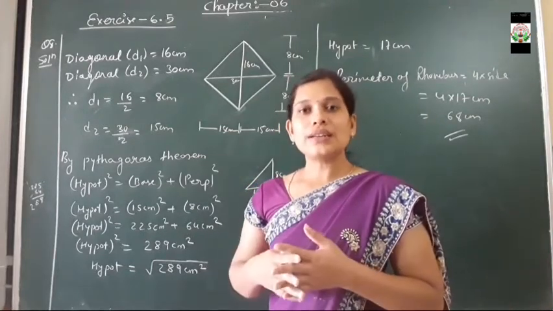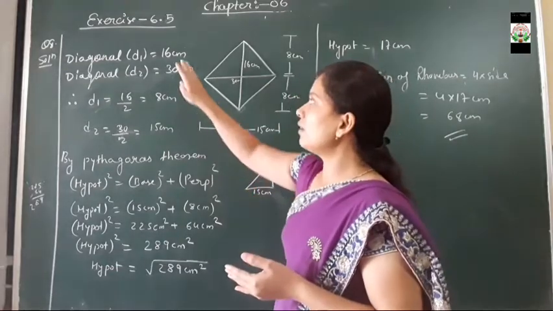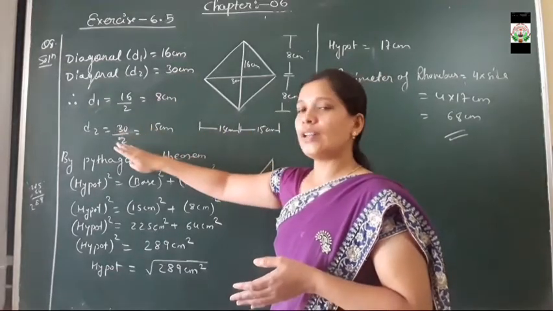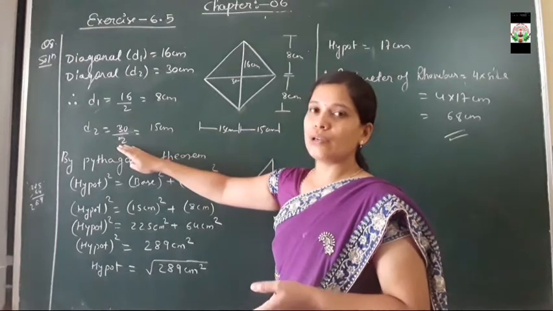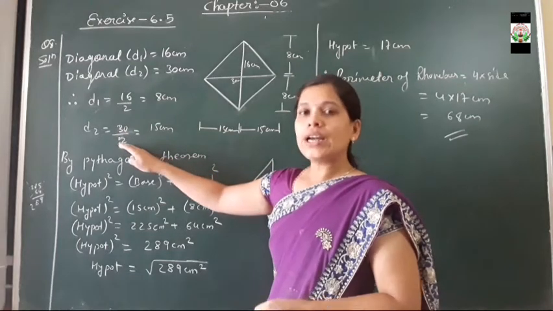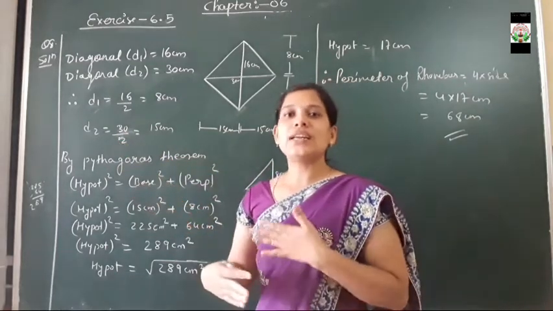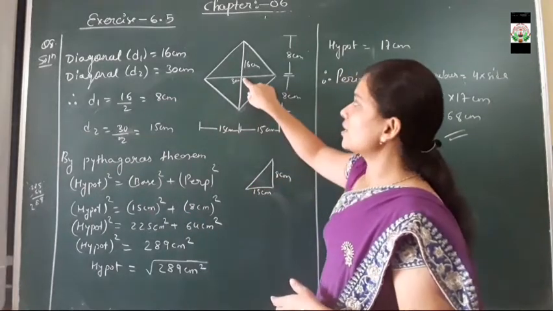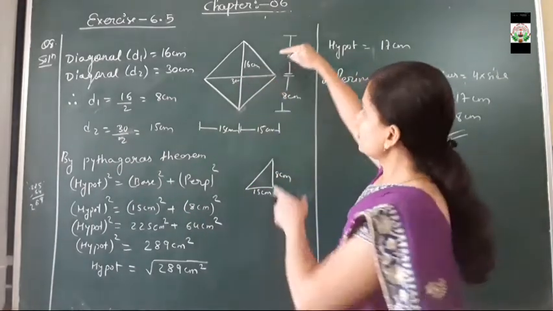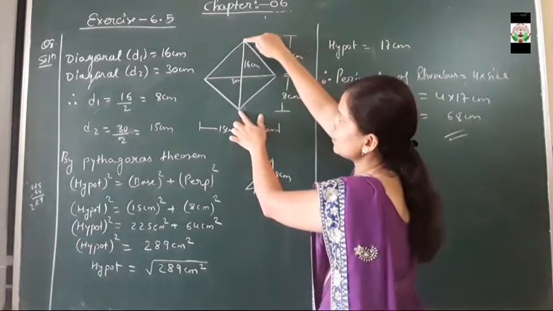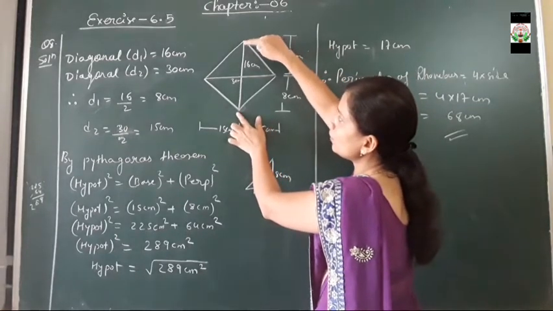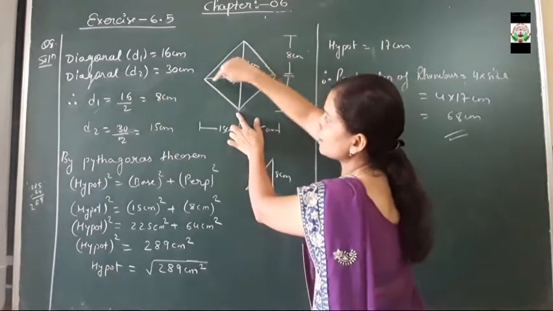Due to the intersection, the length of the diagonal D1 is divided into two parts, and the length of the diagonal D2 is also divided into two parts. Why are they dividing into two parts? Because both diagonals intersect each other at the center O. Hence, the total distance from here to here is 16 centimeter, where it is crossed by the other diagonal.